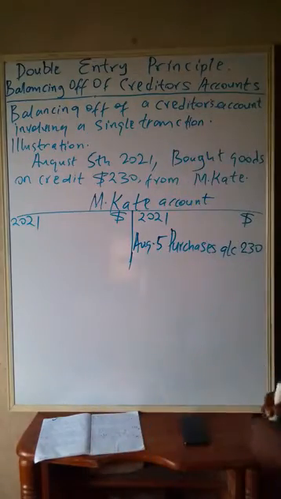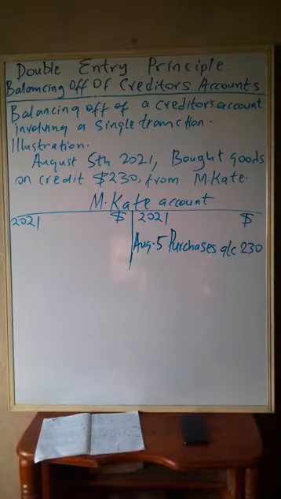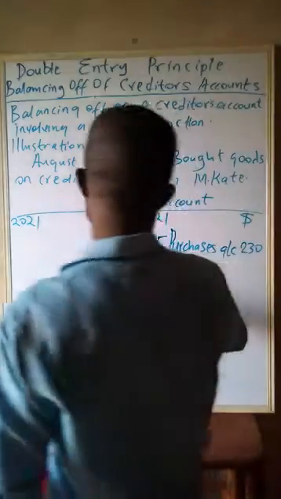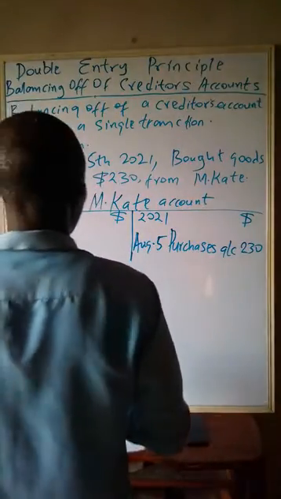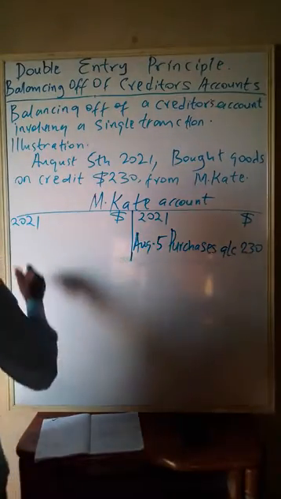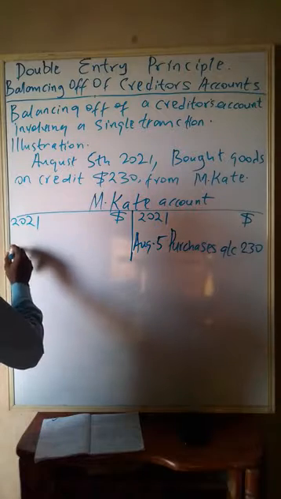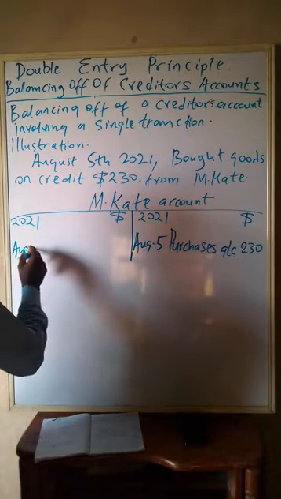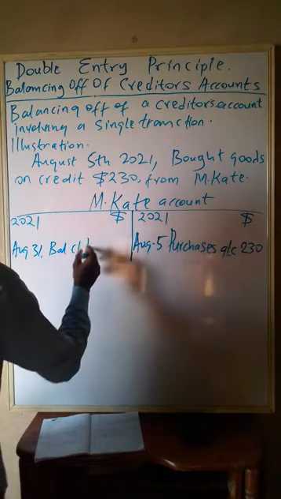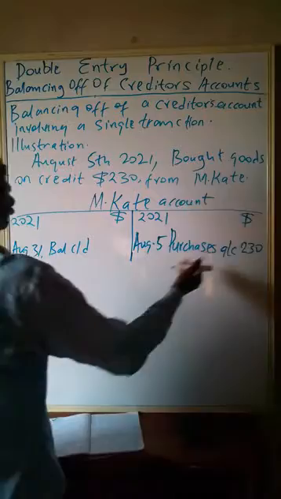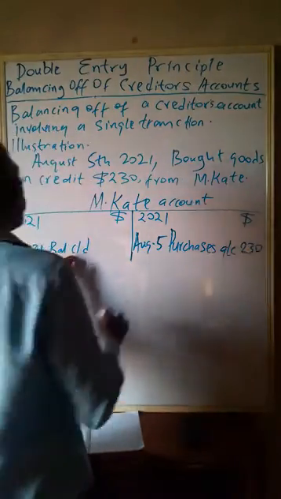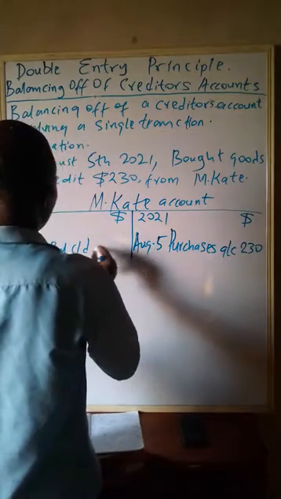230. We are not told whether payment has been made or not. So at the end of the period, we have to balance up the account. The transaction took place on the 5th of August. So what happened at the end of August, which is the end of this period? August 31st. You have our balance CD here, and how much is involved? That we have not paid him, and that is the balance that we are owing him. Balance carried down. CD stands for balance carried down.